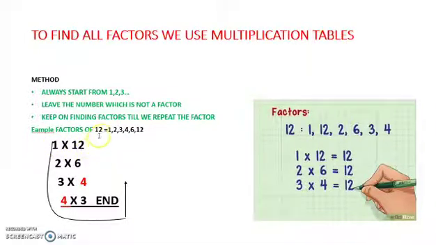And when we are writing the factors, we are listing it down, we should write it in ascending order. So let us start from the number 1. So the factors of 12 are 1, 2, 3, 4, 6 and 12. And remember, the repeated factor need not be written here again. So this is how we find factors by multiplication method.